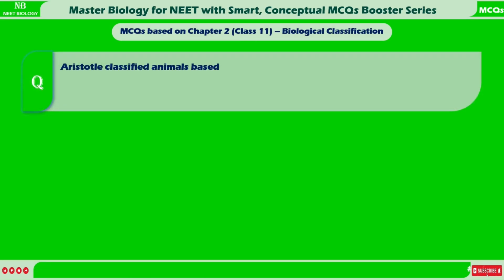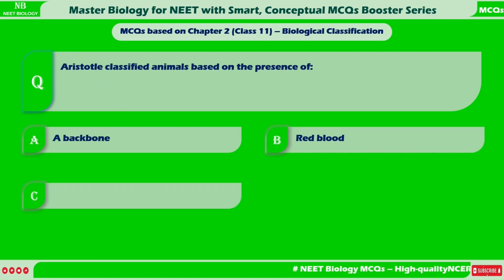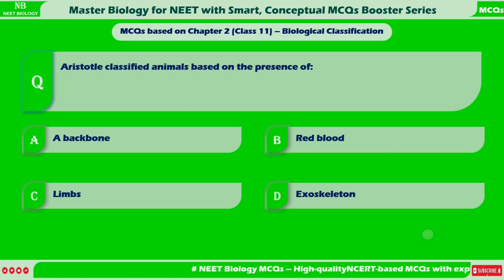Aristotle classified animals based on the presence of A. a backbone. B. red blood. C. limbs. D. exoskeleton.